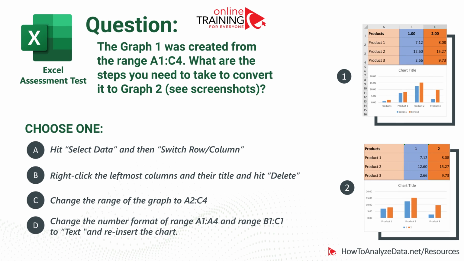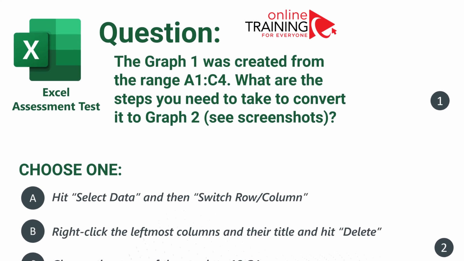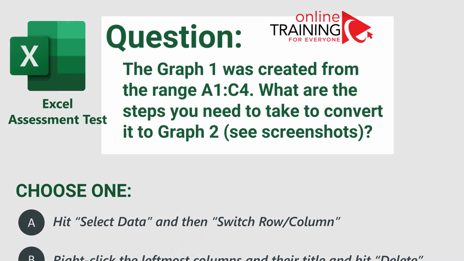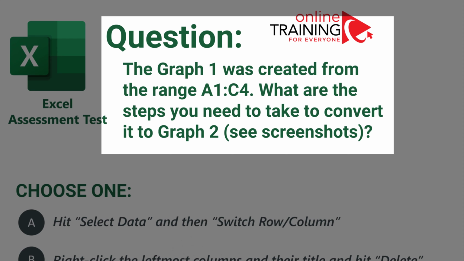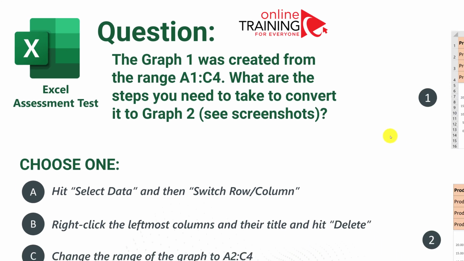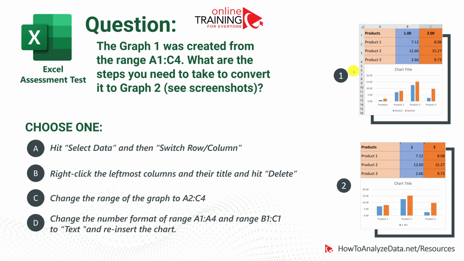Let's look at the question which tests your knowledge of Microsoft Excel charts and graphs. The graph 1 was created from the range A1 through C4. What are the steps you need to take to convert it to graph 2? You're presented with 2 screenshots, one of the data and the graph for graph 1, and the second one, same data but with the graph 2.